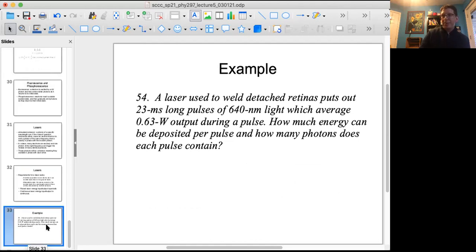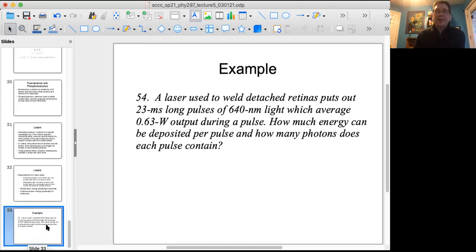So one last problem, and then we're done. A laser used to weld detached retinas puts out 23 millisecond long pulses of 640 nanometer light, which average 0.63 watts output during a pulse. How much energy, and so that's joules per second, can be deposited per pulse, and how many photons does each pulse contain?